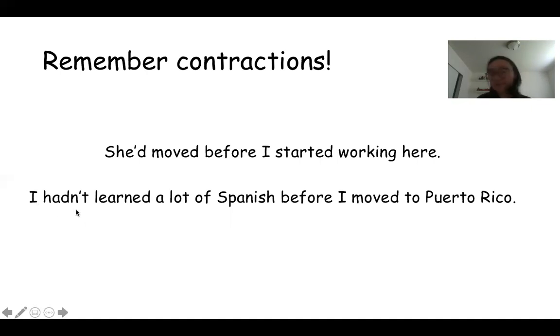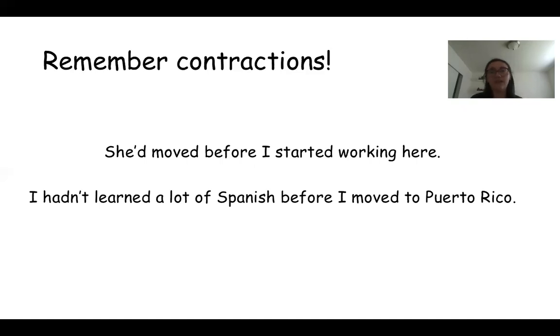I hadn't learned a lot of Spanish before I moved to Puerto Rico. So if you say I hadn't, it means I had not, right? I had not learned a lot of Spanish before I moved to Puerto Rico. And that's how you use it with contractions, is you just use it with words that are squished together. So I had not learned a lot of Spanish.